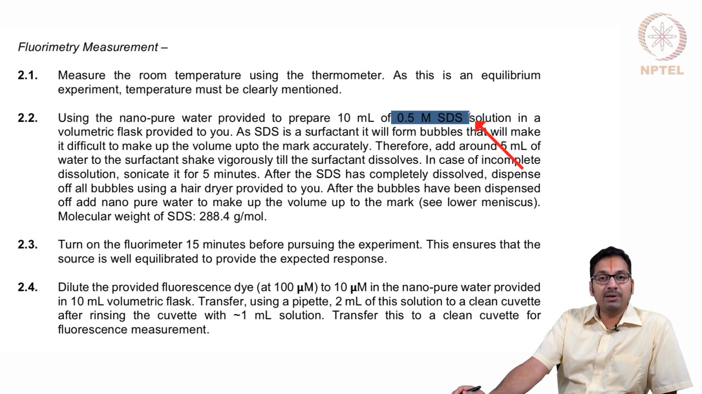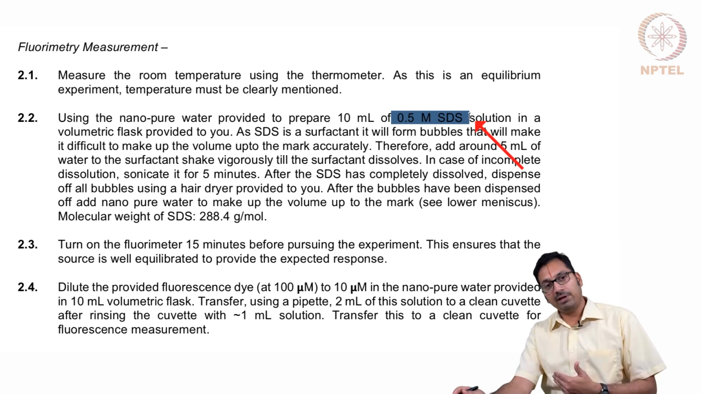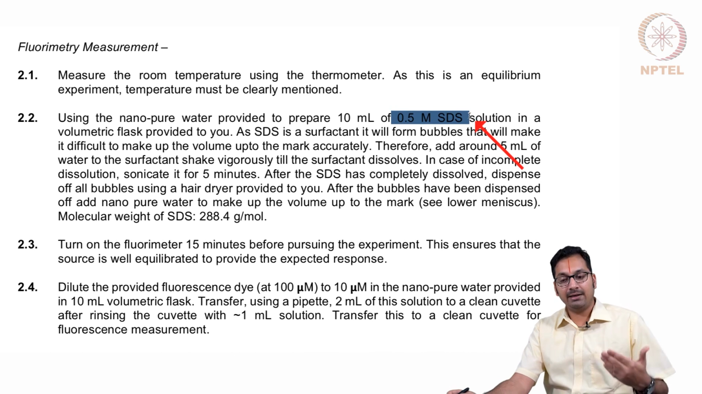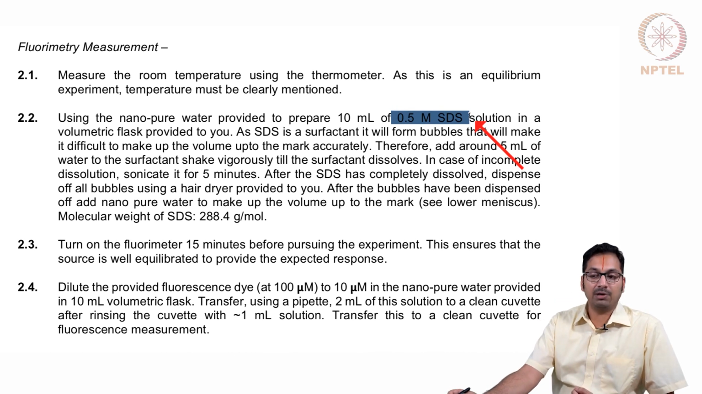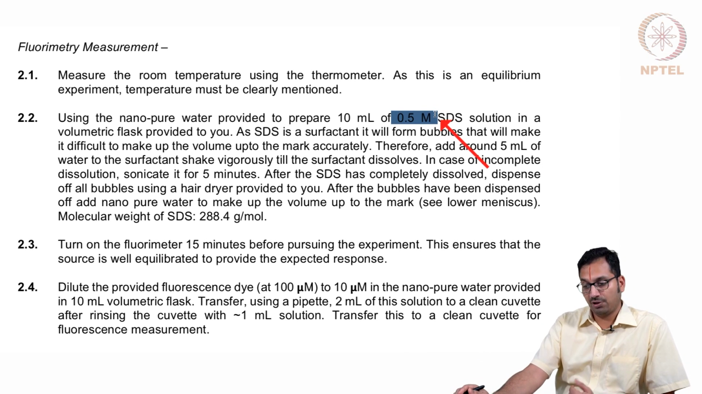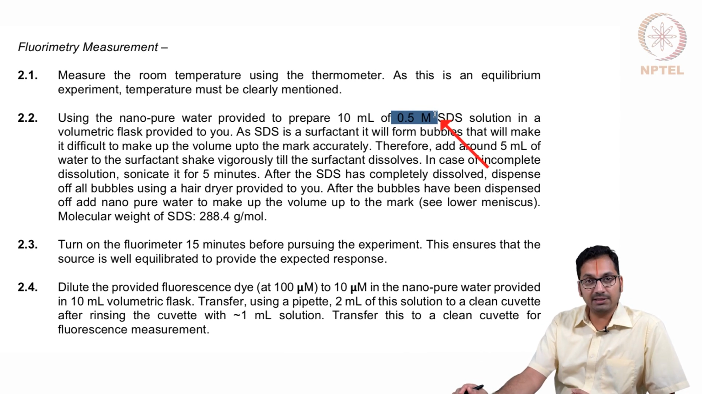And how would people have prepared it? They would know the molecular weight of sodium dodecyl sulfate. They would have measured it on a weighing balance and added a certain amount of mass to a given volume in order to make the 0.5 molar solution, as we saw in the first week of classes, how to prepare things of this sort.